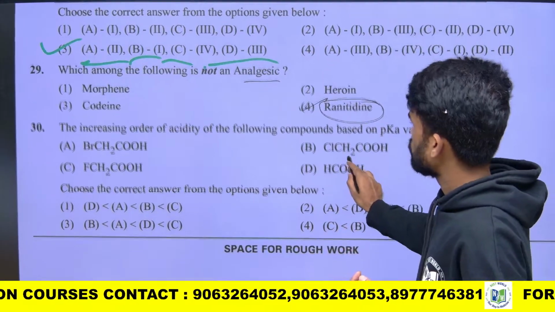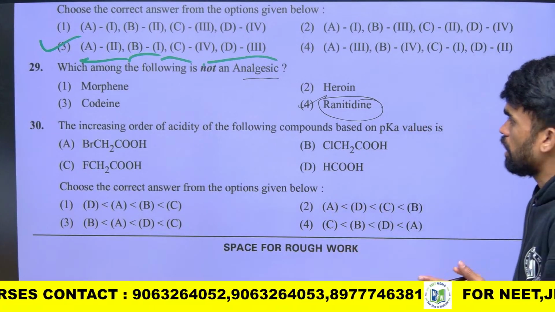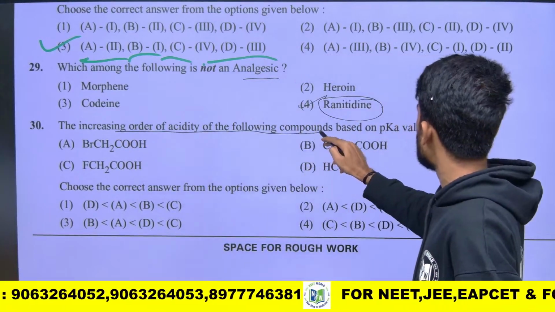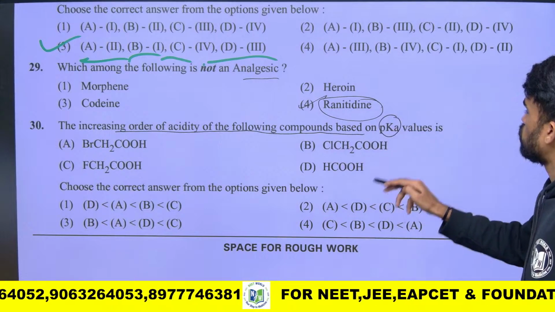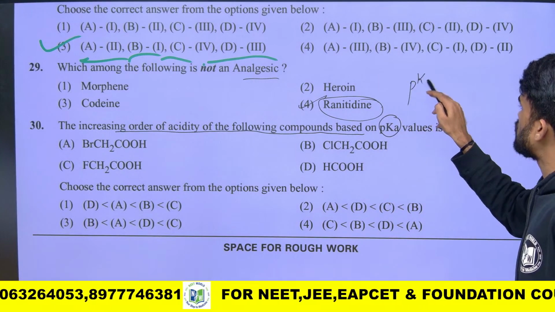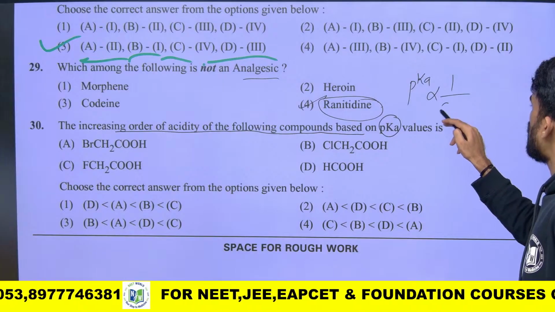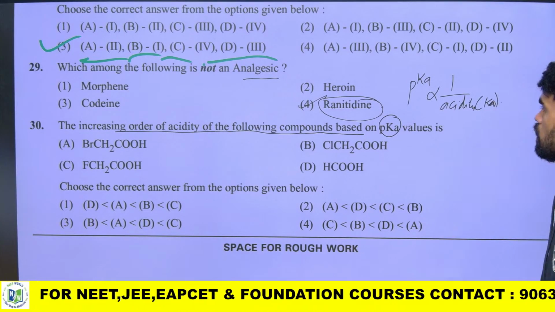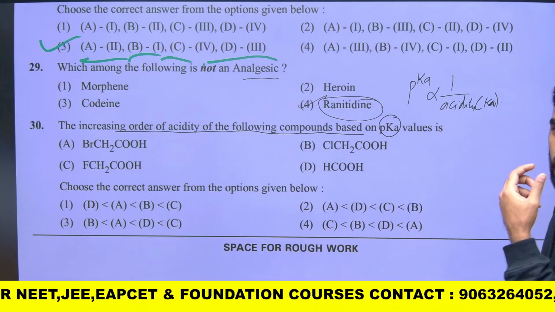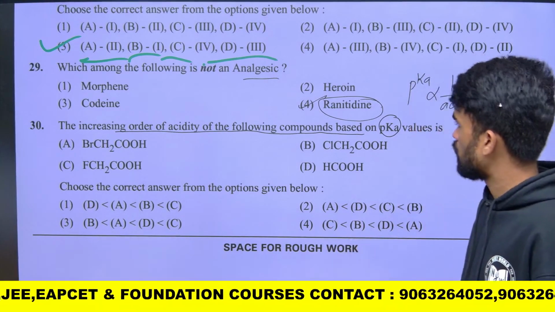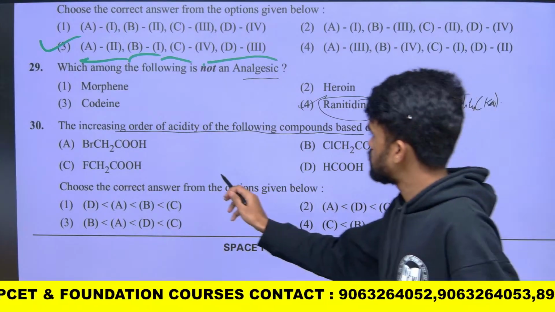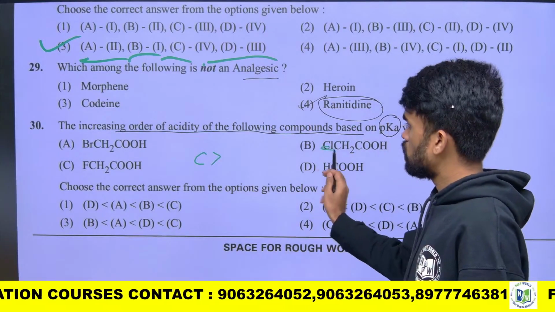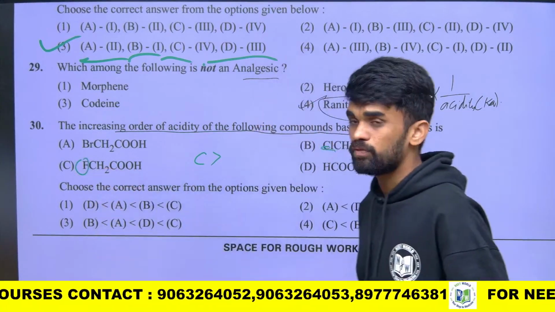Again they are asking about the acidity of carboxylic acids: the increasing order of acidity of the following compounds based on their pKa value. So what is the pKa value? pKa is inversely proportional to acidity or Ka. So the one which is more acidic has more Ka and less pKa. So which is more acidic here? C is more acidic, because fluorine is more electronegative, therefore more acidic.